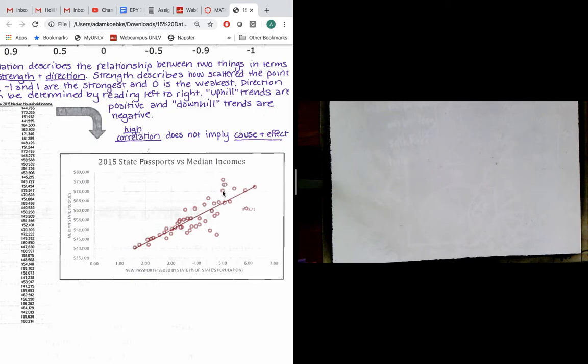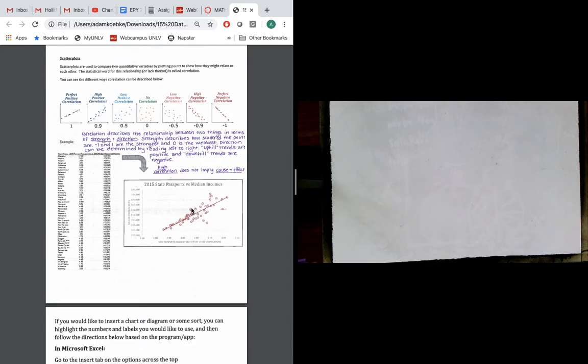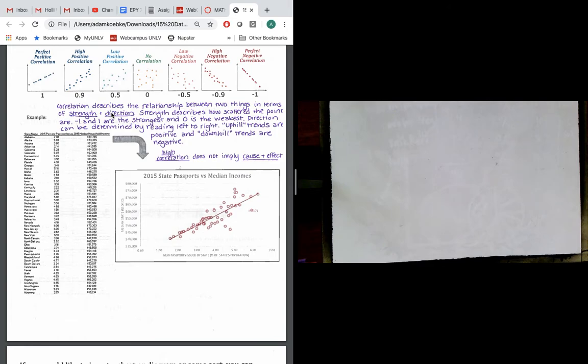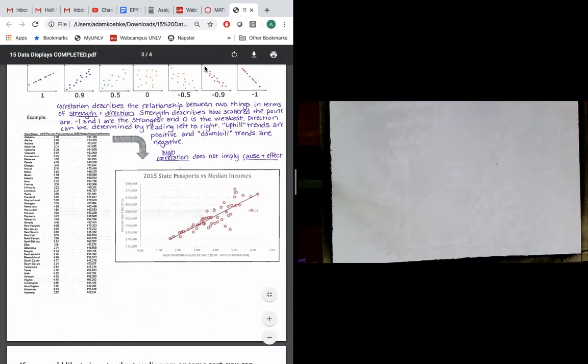But when you get a lot of data, like all 50 states, it gives us an overall picture of if there is a relationship there. Is there some kind of cause and effect? So that gets us to the idea of what's called correlation. Correlation describes the relationship between two things in terms of two things: strength, so how well do you fit on a line, and direction. Are you trending upward or are you trending downward?